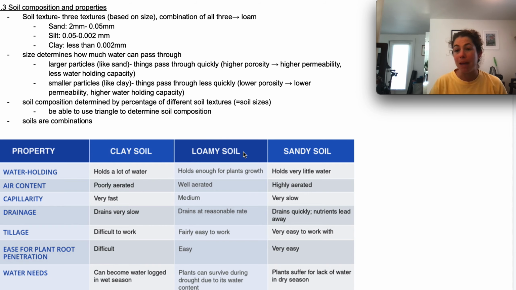Generally your soils aren't going to be made up of just one soil texture. Your soil is going to be a combination of the 3 different types of texture. And how they all come together is going to determine what properties you see. So all of your different soils, your sand, silt, and clay, that size is going to determine how much water can pass through. So our big properties that we see, water holding capacity, permeability, porosity, are all impacted by size. And then soil composition is the percentages that your soil is of each of those textures, and then that combination will determine your soil properties overall.